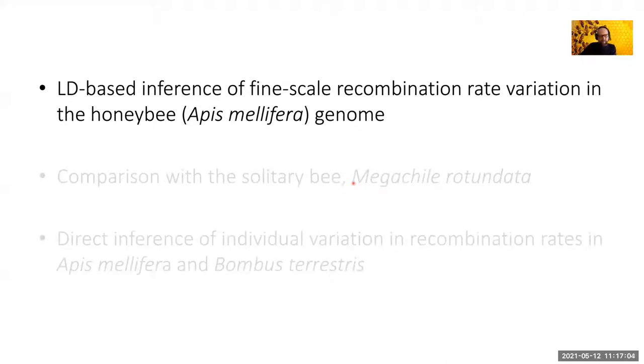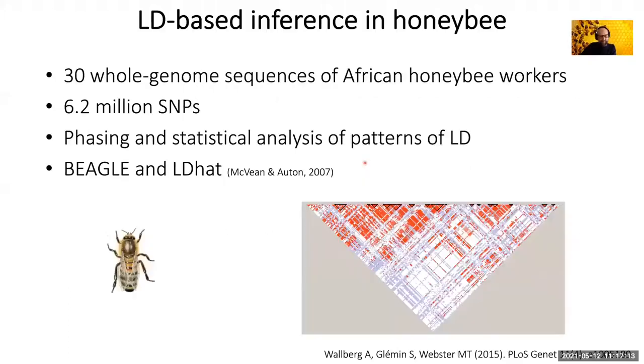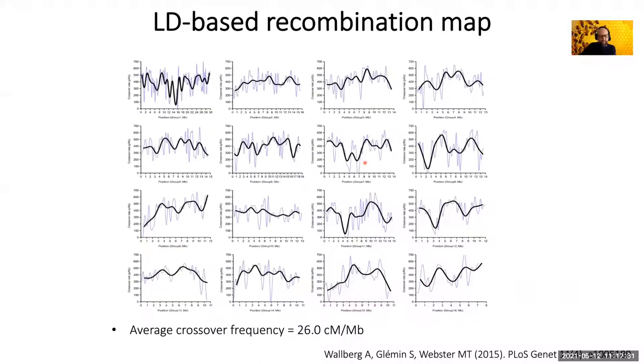The first of these studies uses patterns of linkage disequilibrium to understand recombination rate variation in Apis mellifera. What we did here was to take a random sample of African honeybees using whole genome sequencing and the program LDhat, which analyzed variation in recombination rate across the genome. Here you can see some overall results, which suggest that there is variation in recombination rate across the 16 chromosomes, and we infer that the average crossover frequency is about 26 centimorgans per megabase.